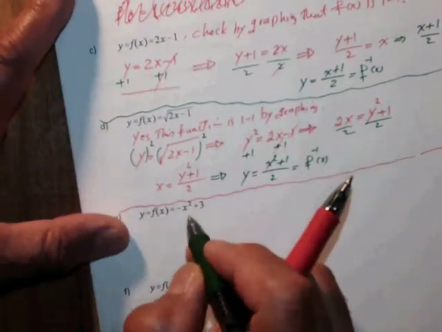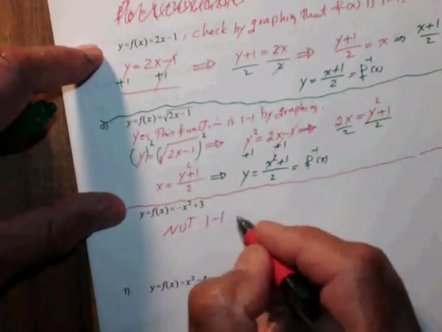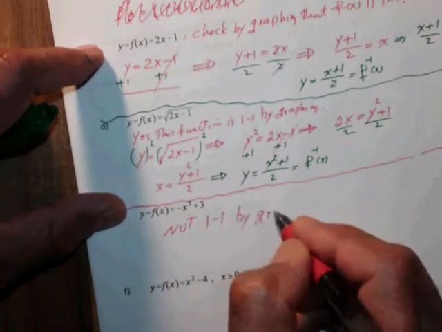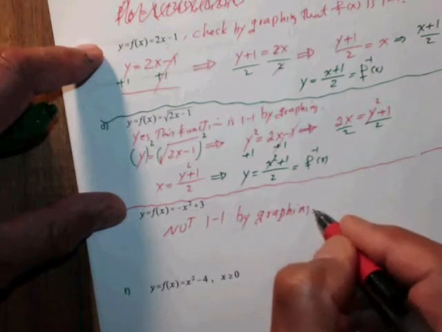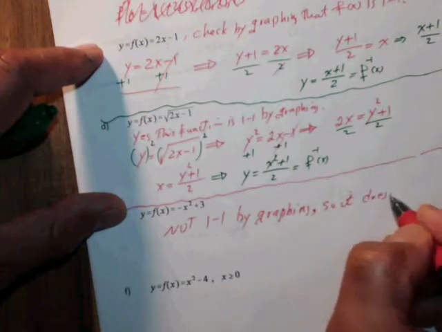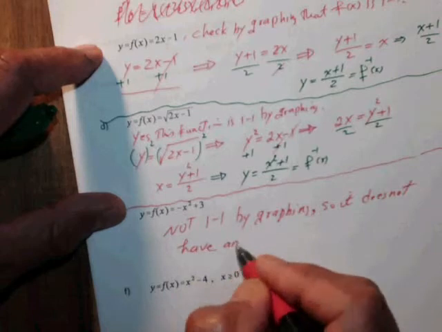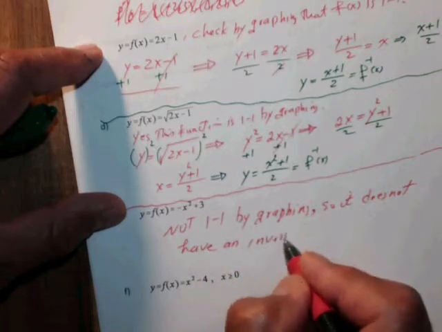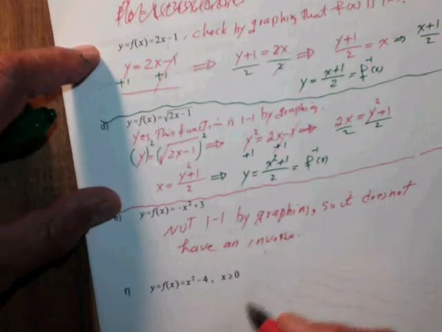This one, not one-to-one by graphing. So it does not have an inverse. Okay?